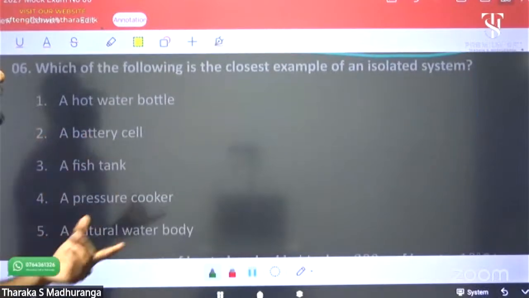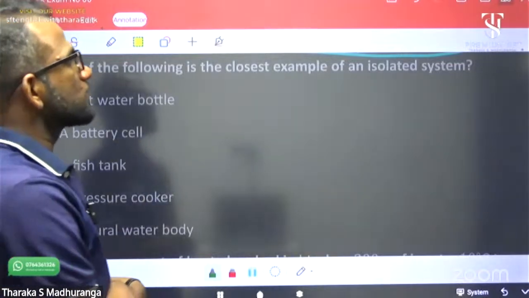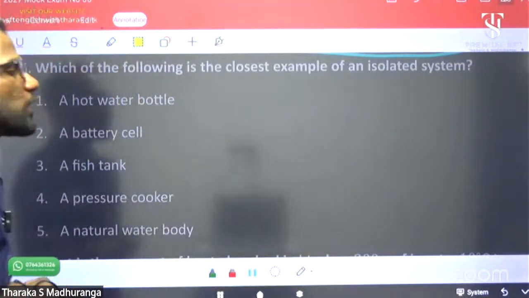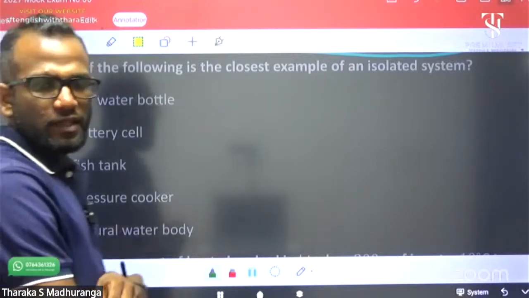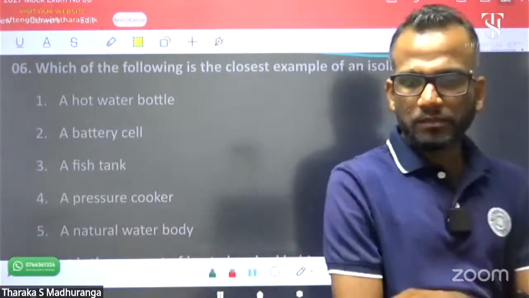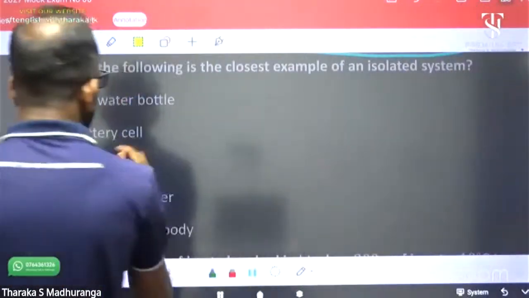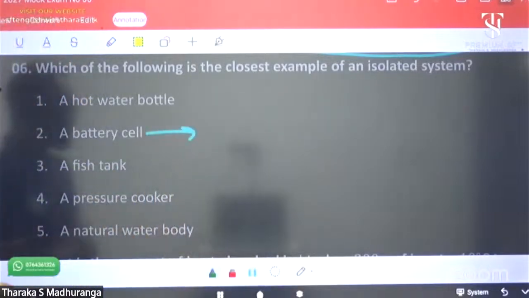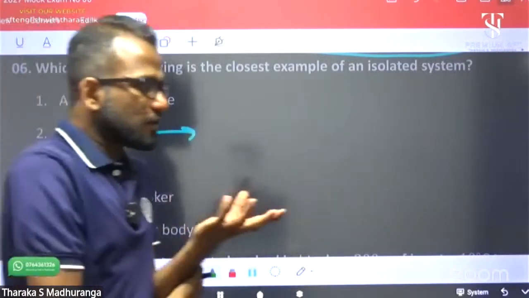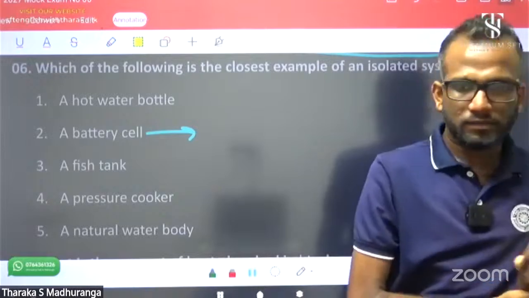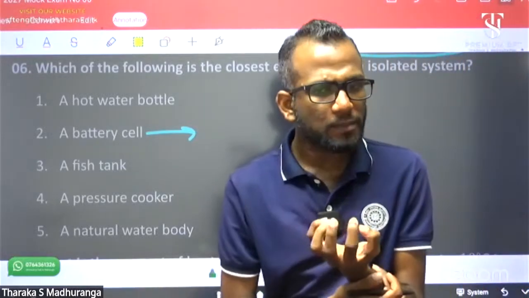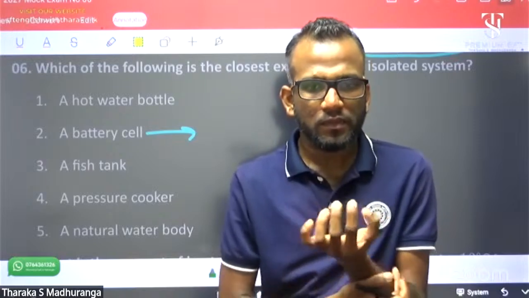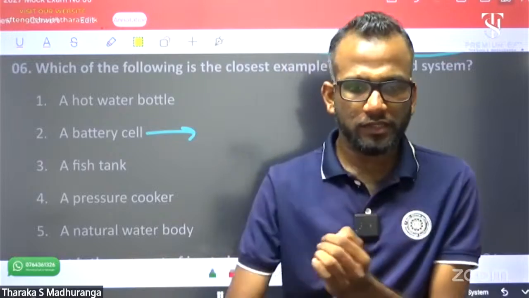Which of the following is the closest example of an isolated system? Isolated system. If you take a battery cell, which type of system? Battery cell means a normal battery. Which type of system? Open, closed, or isolated?